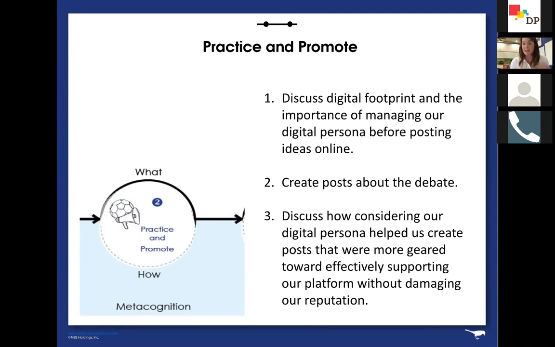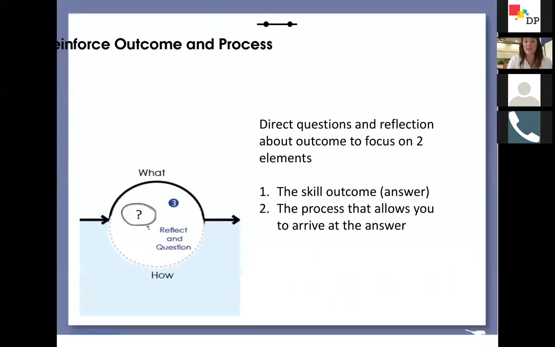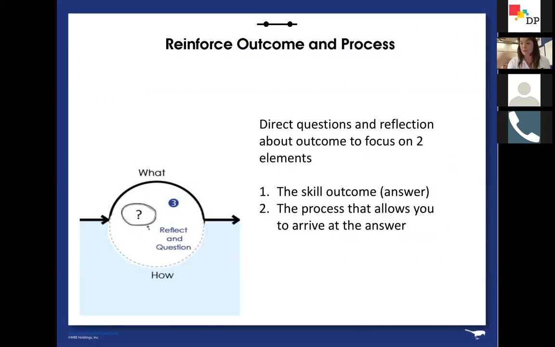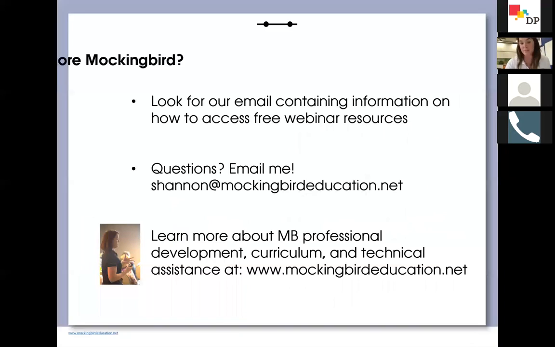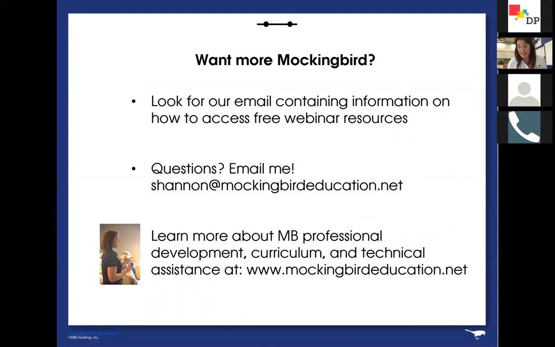Then we would create a post on Edmodo about the debate that we watched on TV, and then we would discuss how considering our digital persona helped us create posts that were more geared towards an effective outcome and didn't damage our reputation long term. Then I would have to reinforce that process of how did I manage my persona explicitly, and then finally, how did managing my persona help me get to a better outcome, which is a better discussion among my peers. So that's really it. Those are our 5 frames.